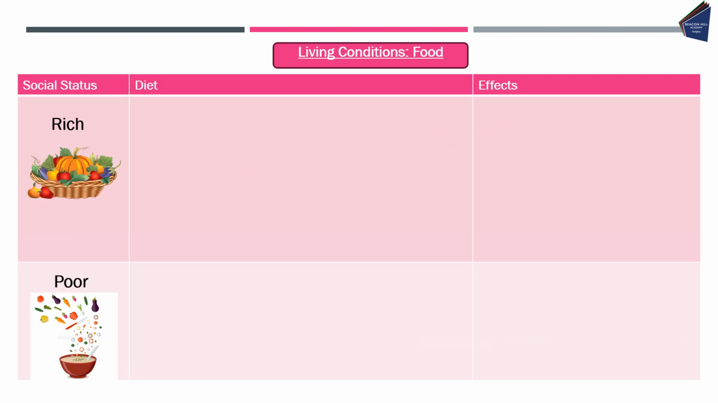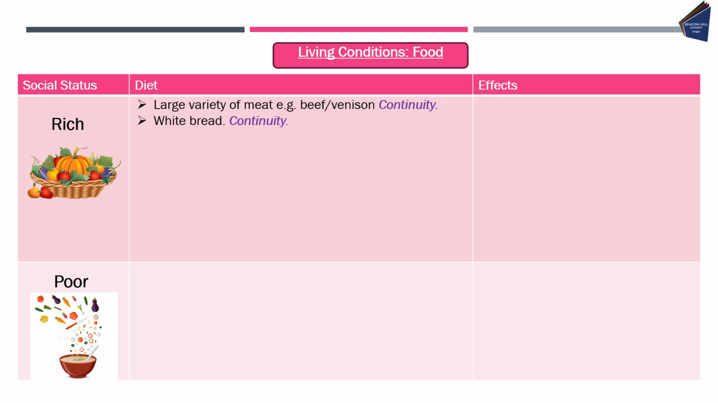So the final part of living conditions is in relation to food, and we're going to have a look at the diet of the rich first of all, and then the effects that that diet had on these people. So first of all, the wealthy had a large variety of meats, such as beef and venison. Venison, remember, being deer. This was very similar to medieval Britain, and therefore is continuity.